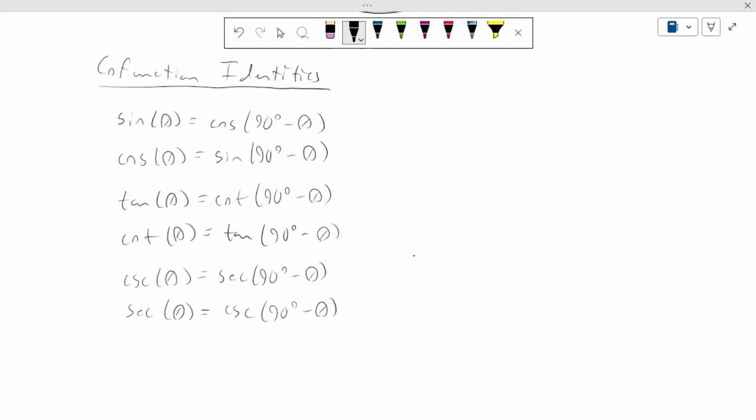Any questions on that? All right, so let's do a quick example here then. And in this example, it'll be phrased kind of like this. Find a cofunction with the same value as.